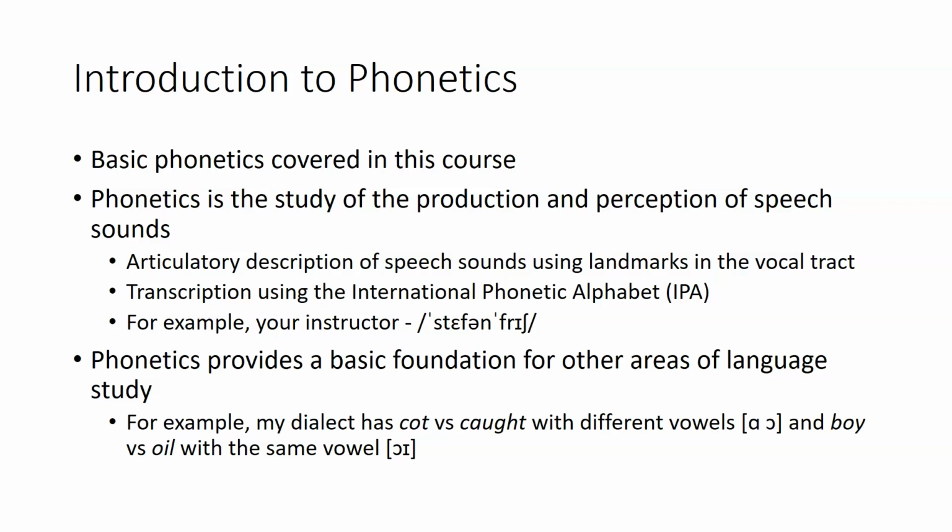An example of phonetic transcription is my name, Stefan Frisch. Some of the symbols in that transcription are pretty familiar, like the S, T, F, N consonants. Others look a little different, like the epsilon for the E vowel in Stefan, the schwa for the vowel in Stefan, and the small capital I for the I vowel in Frisch, as well as the sh consonant at the end of Frisch, which is that kind of elongated S-looking thing.